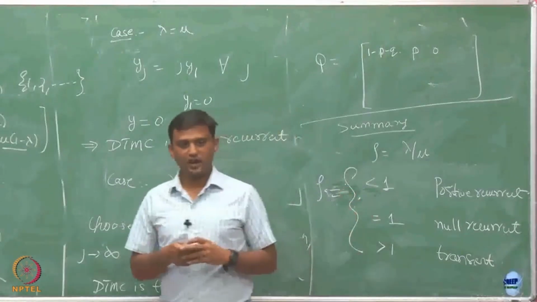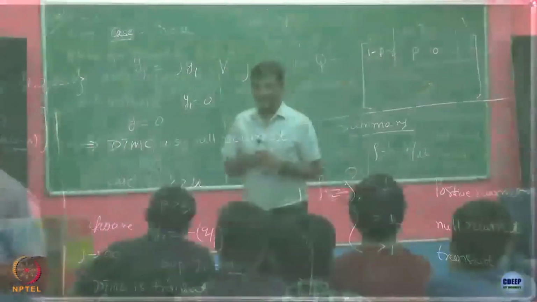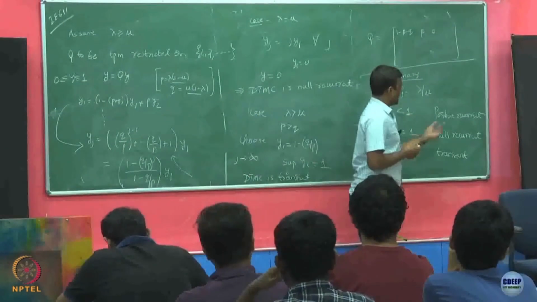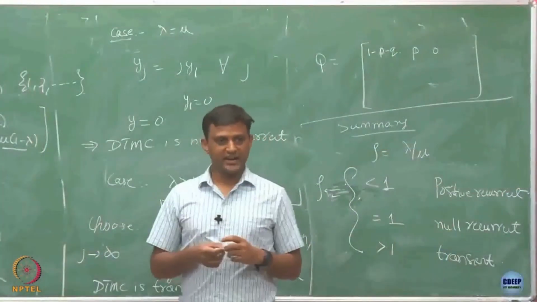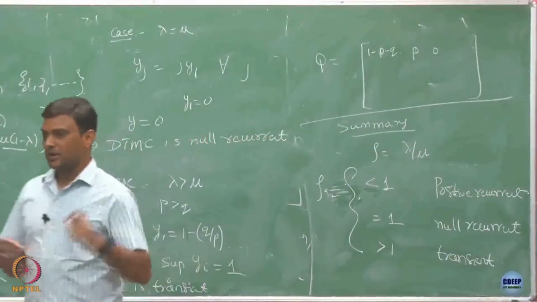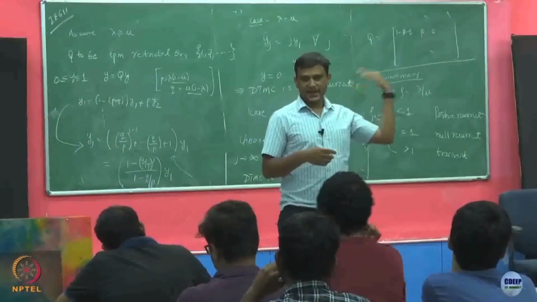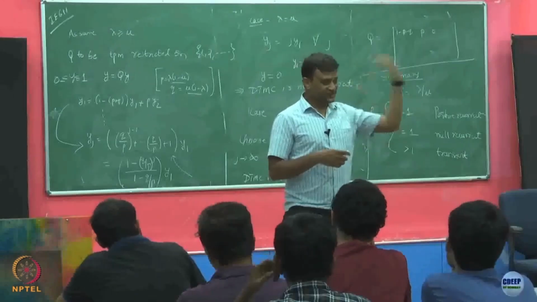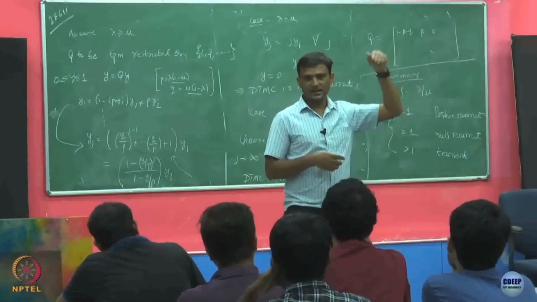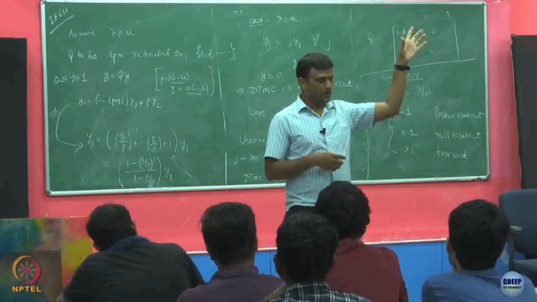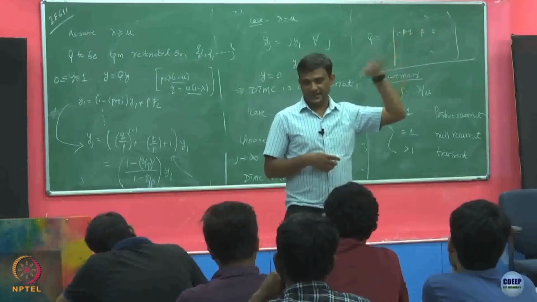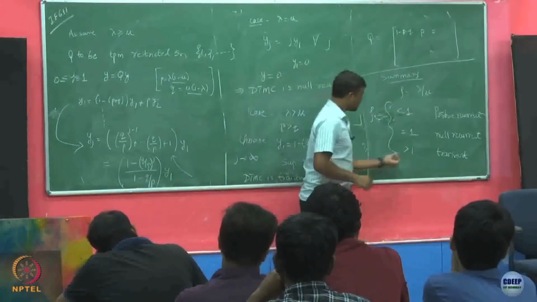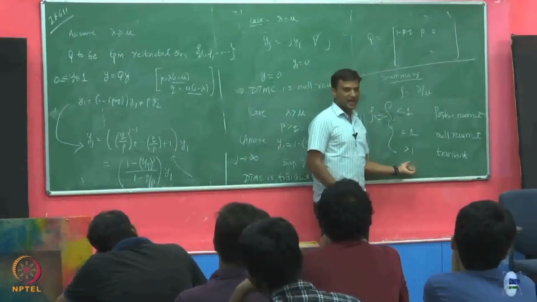So that means I can flush out the customers faster than they arrive. Because of this, I expect my queue to be positive recurrent here, because I am flushing them out, I can expect my particular state to be getting visited again and again. What is my state? The number of customers in the queue. I can be revisiting those states again and again, frequently.